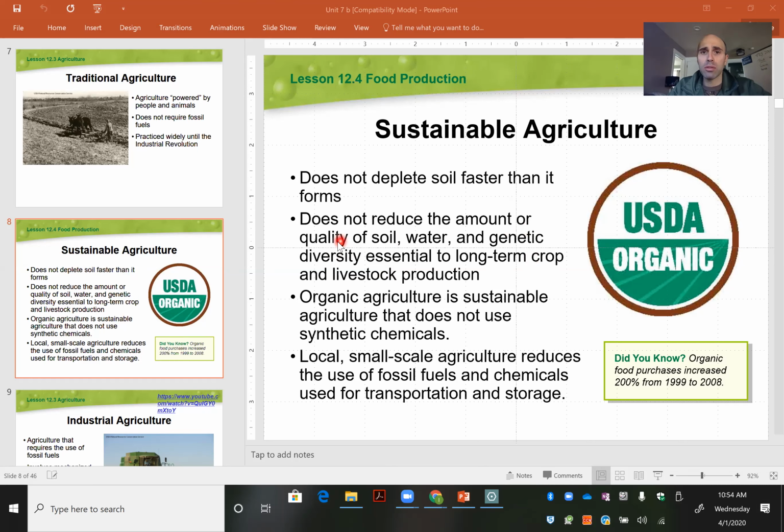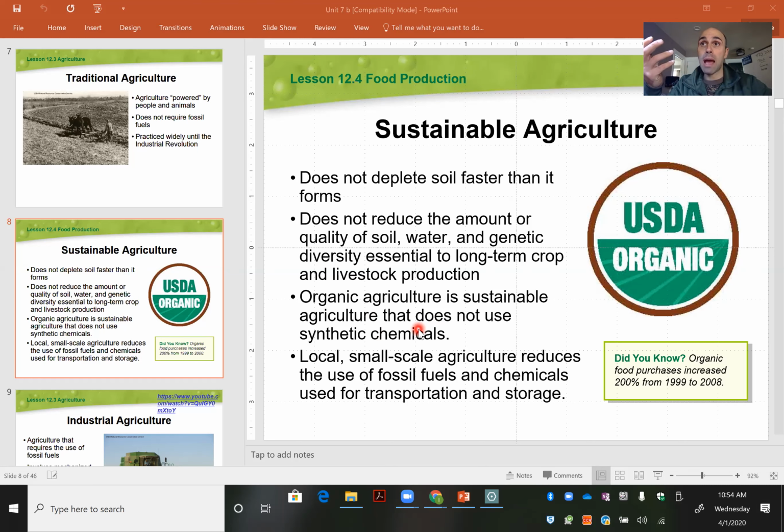So sustainable agriculture does not deplete soil faster than it forms. It does not reduce the amount or quality of the soil, the water, the genetic diversity, okay? Organic agriculture is sustainable agriculture that does not use synthetic chemicals. What we're trying to do is stay away from the man-made fertilizers. It's okay to use fertilizers, don't get me wrong. Horse poop, cow poop, pig poop, chicken poop. They all have varying degrees of importance and fertility, but those are natural fertilizers.